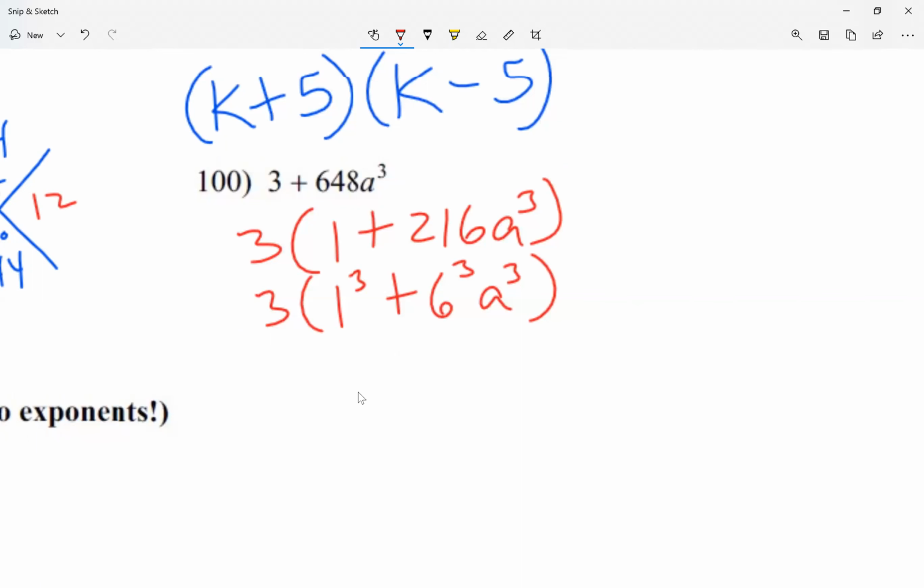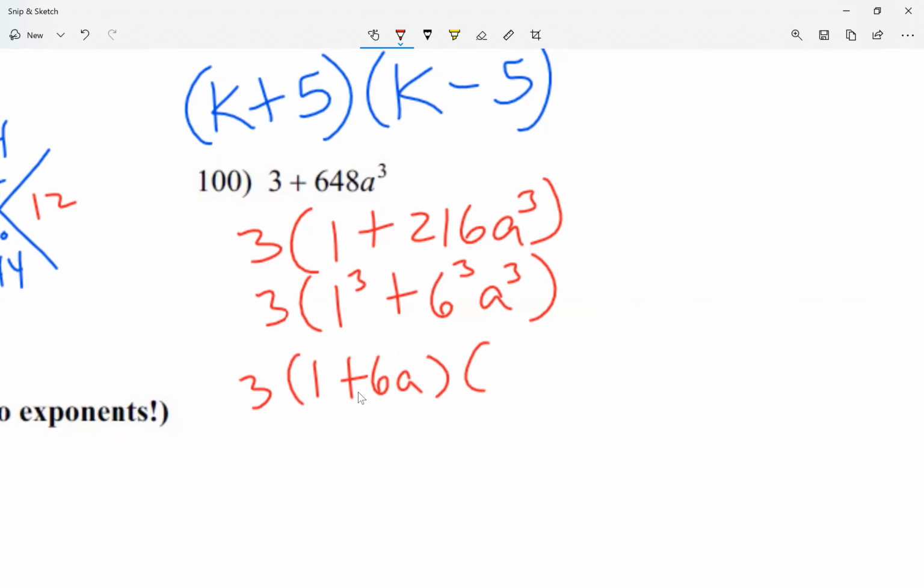Okay, so my answer is going to be easy now. So there's a 3 at the beginning. My first parentheses, let me write 1 plus 6a. Remember, I talked about the difference and sum of the cubes. Remember that? That's a reminder of the lecture we covered. Okay, so 1 plus 6a.